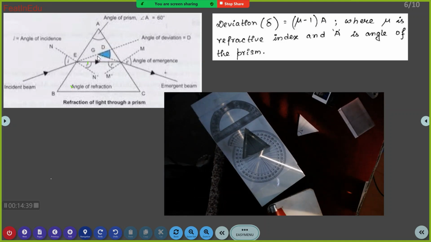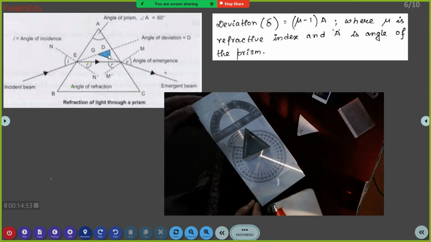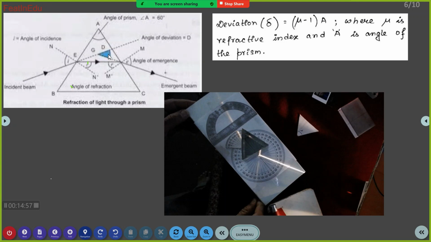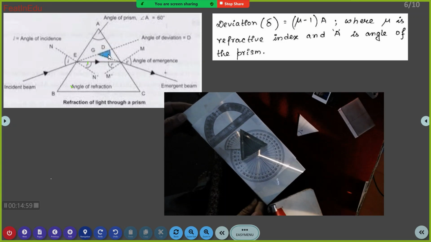What is this deviation angle? Can you see here? This is the incident ray, this is the refracted ray, and this is the angle of deviation. Now this angle of deviation will keep on increasing. Can you see here? It is increasing as I am decreasing the angle of incidence. Can you see that increasing?